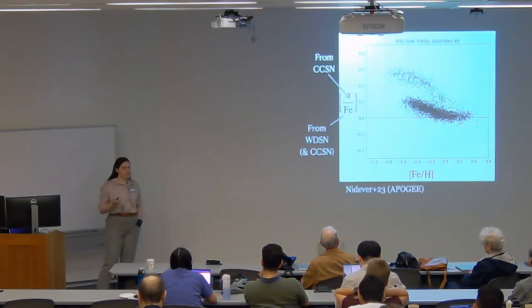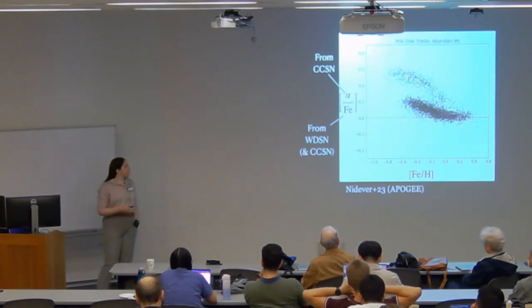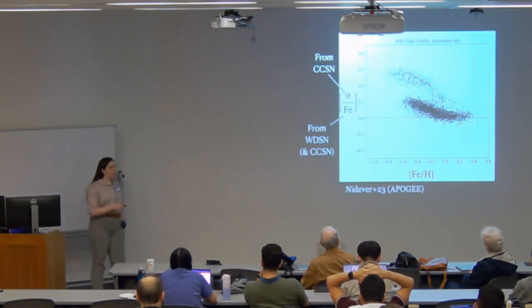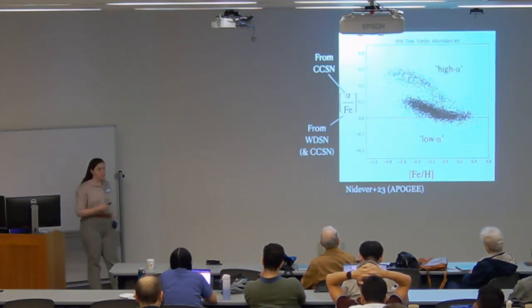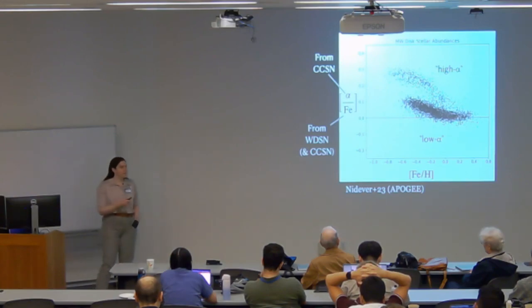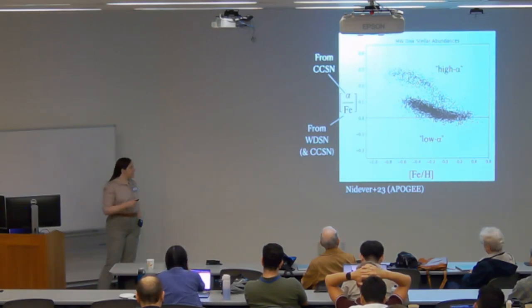But something that was not expected or predicted, and is still not really explained, is the fact that there are two separate populations in this element abundance space, which I'll call the high alpha and low alpha populations. Yeah, so it was not predicted. It's not known why this is like this.